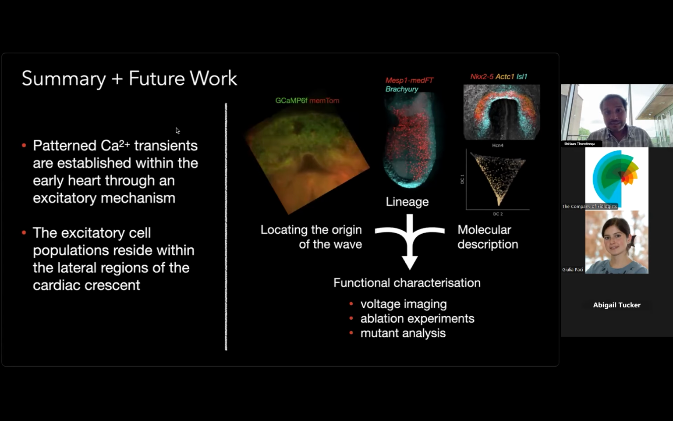So the take-home message is that calcium is important from fertilization onwards, that it plays a lot of important roles, initially to drive morphogenetic events, and later on, as the new organs form, to drive the functional maturation of these organs, with a special focus on the heart, which is what we study.